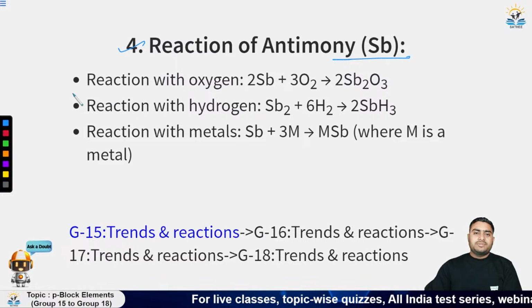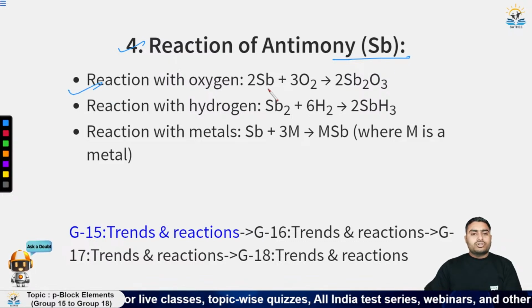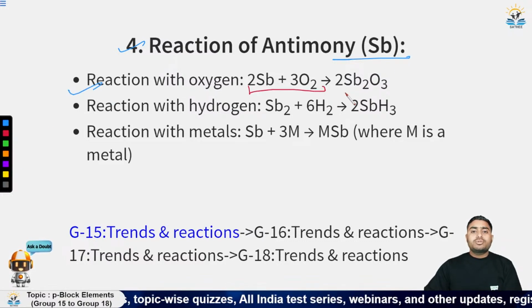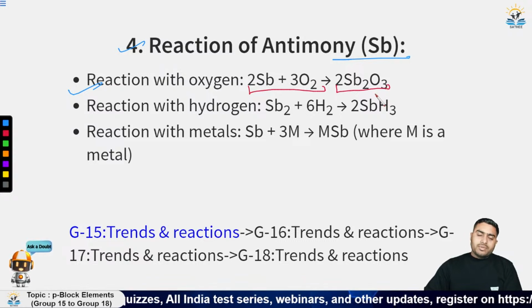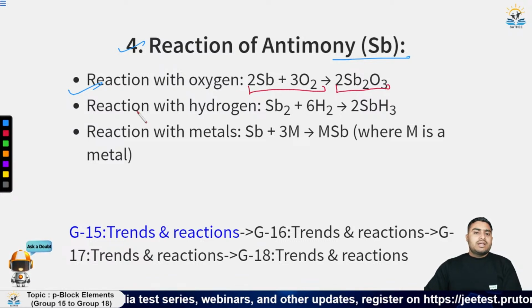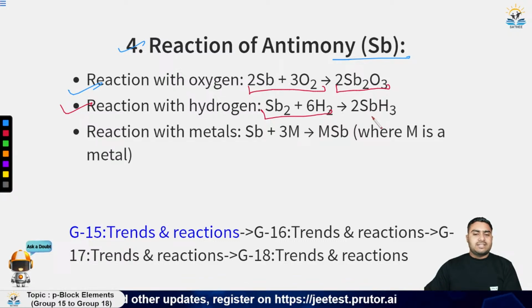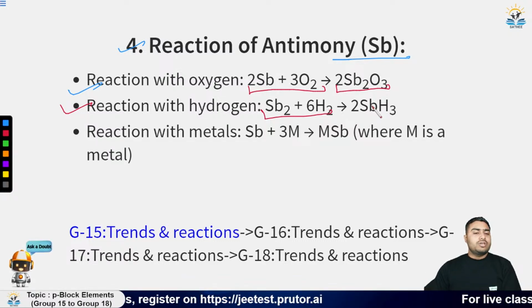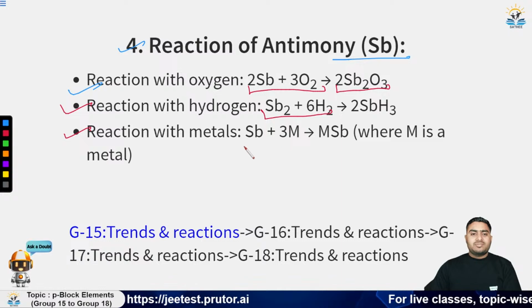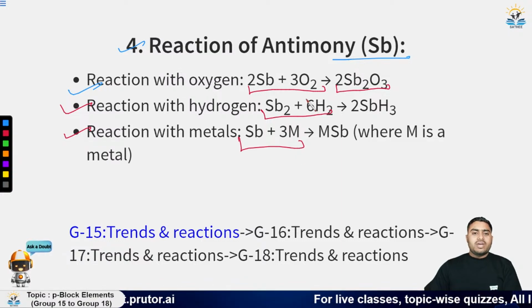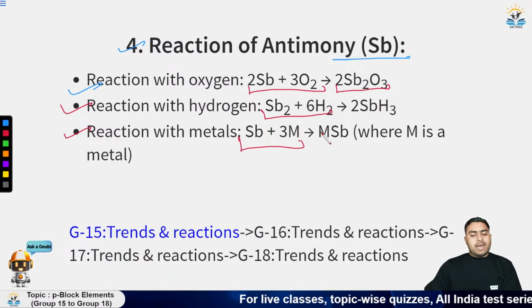Let's move to the next point, reaction of antimony. Antimony symbol is Sb. First reaction is reaction with oxygen: 4Sb plus 3O2 gives 2Sb2O3, antimony oxide. Next, reaction with hydrogen: 2Sb plus 3H2 gives 2SbH3. This is a balanced chemical equation. Reaction with metals: Sb plus 3M gives M3Sb.